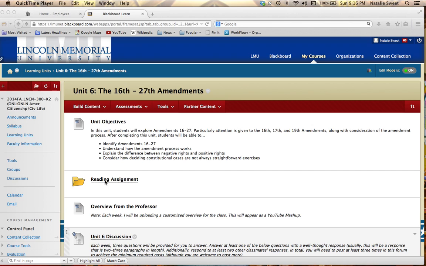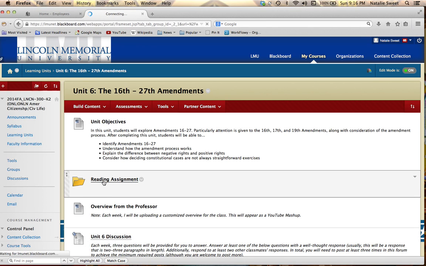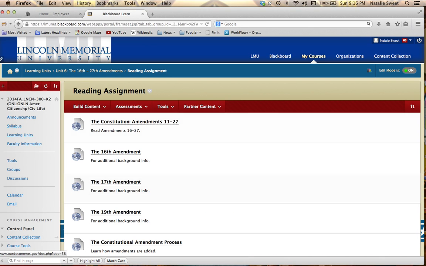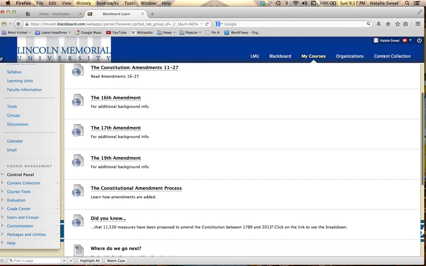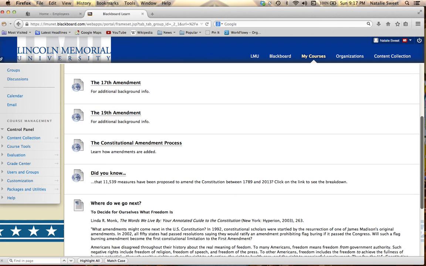So let's take a look at our reading assignment for this week. There's a number of pieces. Don't be intimidated by them. They're rather short as a whole. First off, you'll be returning to the Constitution and going over Amendments 16 through 27. I have included supplementary information on the 16th, the 17th, and the 19th Amendments. From there, you're going to learn about the constitutional amendment process. How are measures proposed that become amendments?